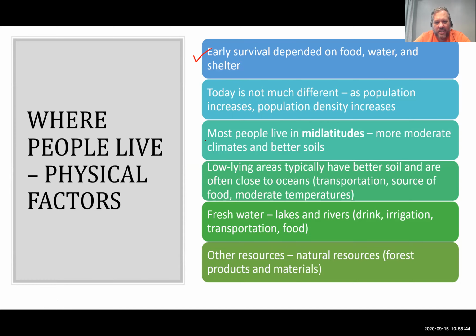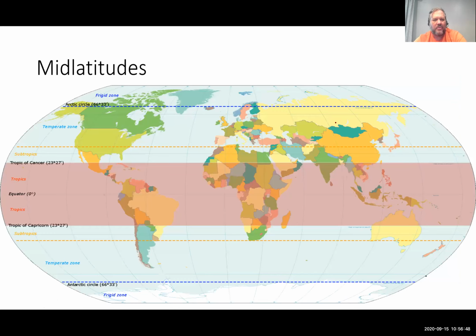Now, most people do live in the mid-latitudes. So let me go forward real quick. This is what we mean by mid-latitudes. So between these two spots, that'd be a mid-latitude area. And between these two spots would be a mid-latitude area. They generally try to avoid this area because of weather. And obviously more people live up in the northern mid-latitude than the southern, just because there's more landmass up there.